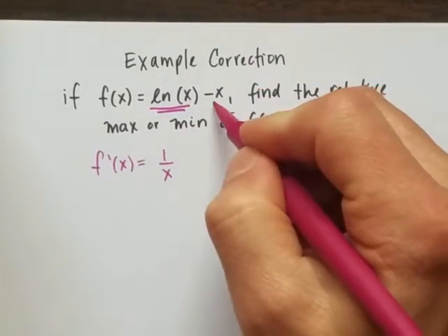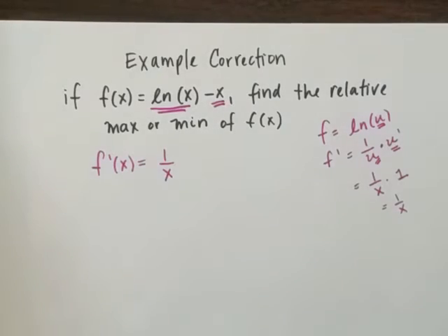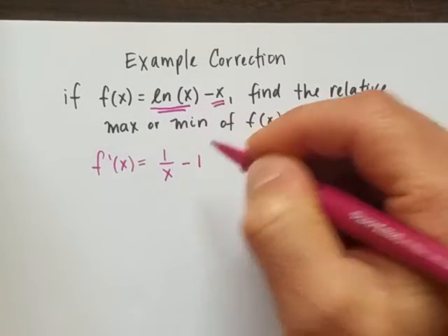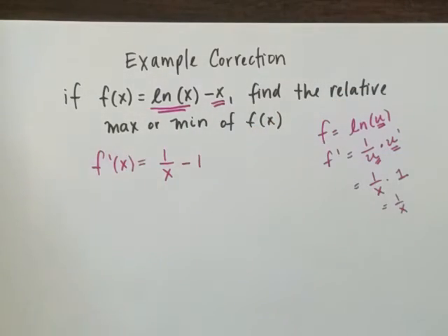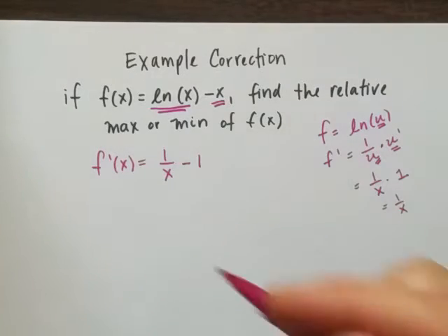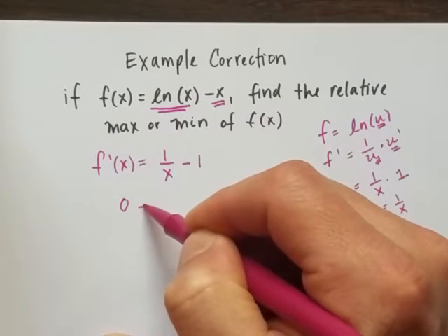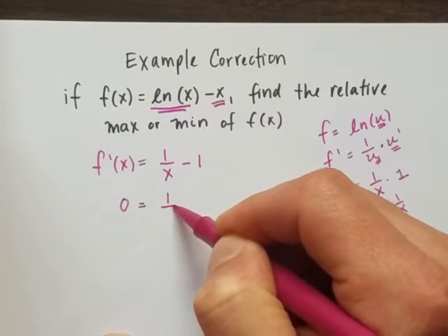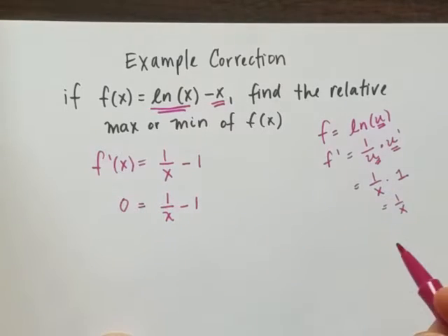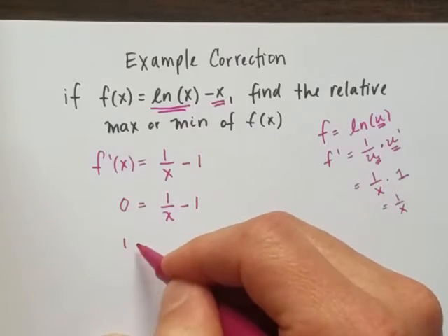And don't forget to take the derivative of this next term, which is just going to be negative 1. So this is going to be our derivative so that we can find those critical points. We're going to do this by setting this equal to 0, and then solving just like we did yesterday. So I'm going to add 1 to both sides.